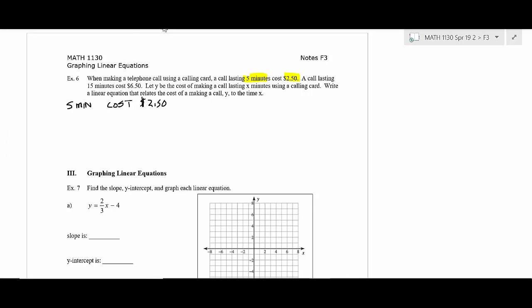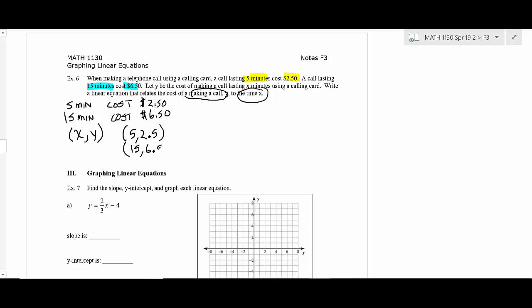Then there's another piece of information that says a 15-minute call is going to cost $6.50. Okay, so what they're saying is the cost of making a call is y, and the time is going to be x. So we're going to have (x, y) as our point. So really we just have two points. We have 5, 2.5. Then the other one is 15 minutes, which goes with 6.5.